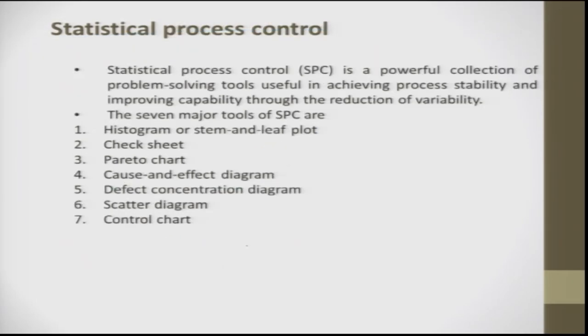Statistical process control is a powerful collection of problem-solving tools useful in achieving process stability and improving capability through the reduction of variability. There are 7 tools which are generally used as part of SPC: histogram, check sheet, Pareto chart, cause and effect diagram, defect concentration diagram, scatter diagram, and control charts. These are the 7 tools which are always thought of as part of SPC, which is to be followed inside your factory so that you produce a quality output.